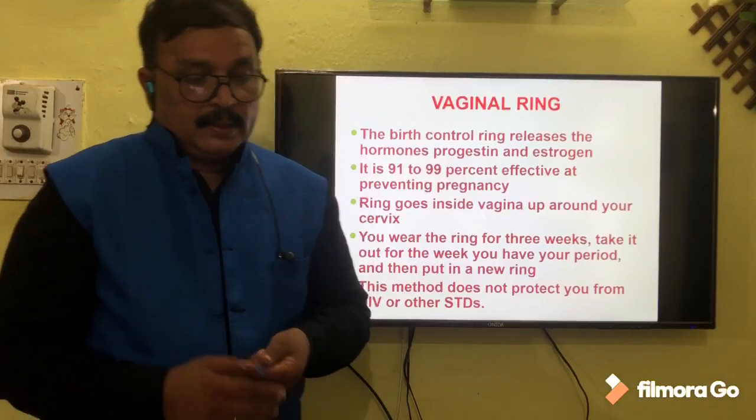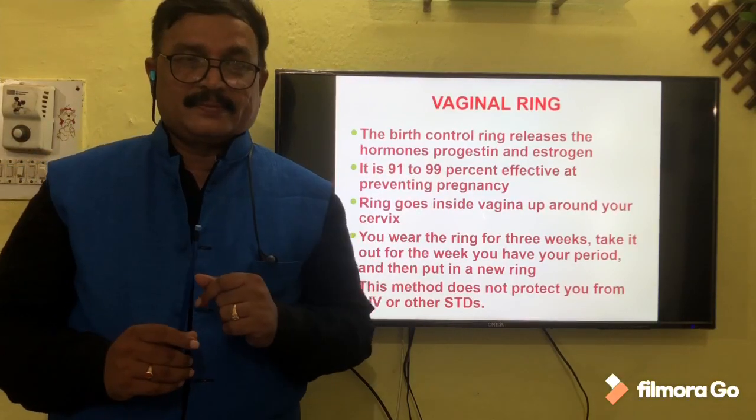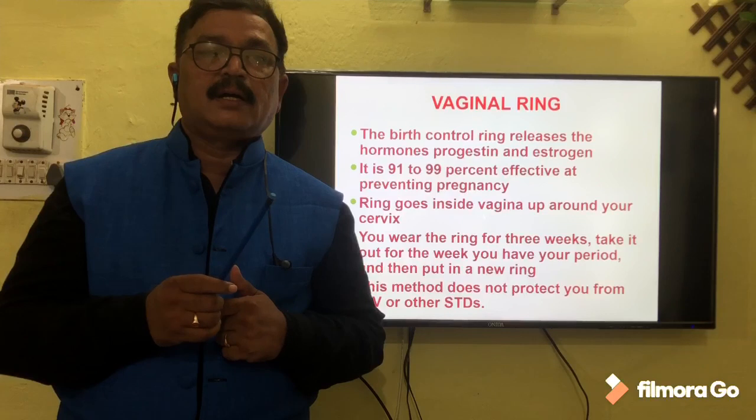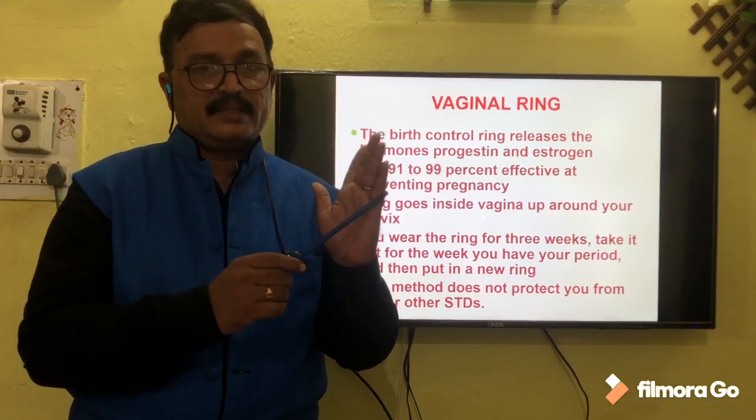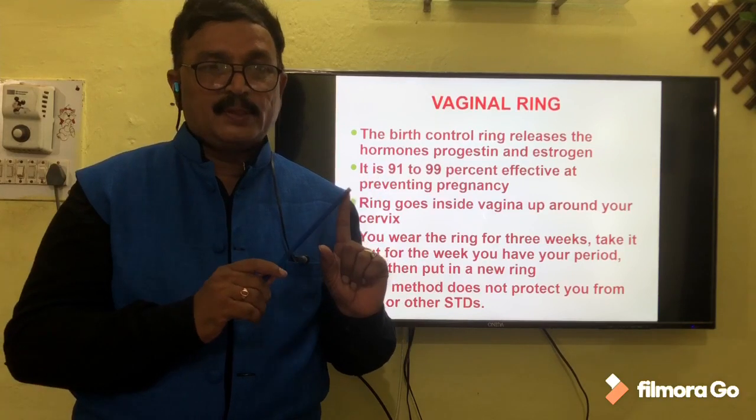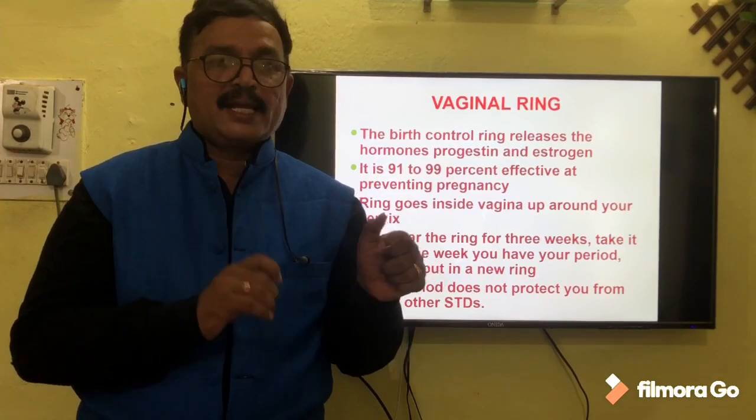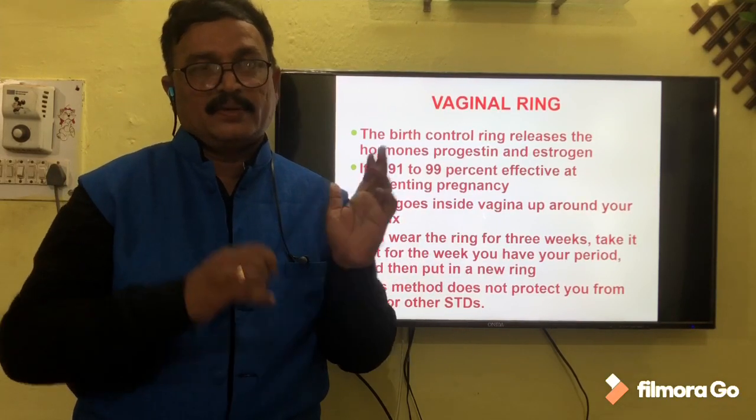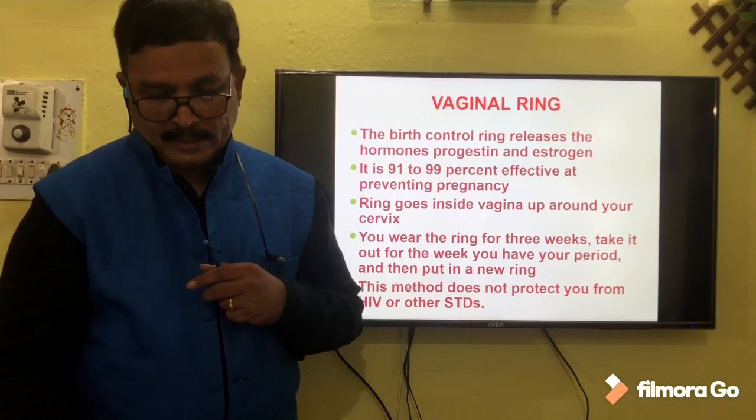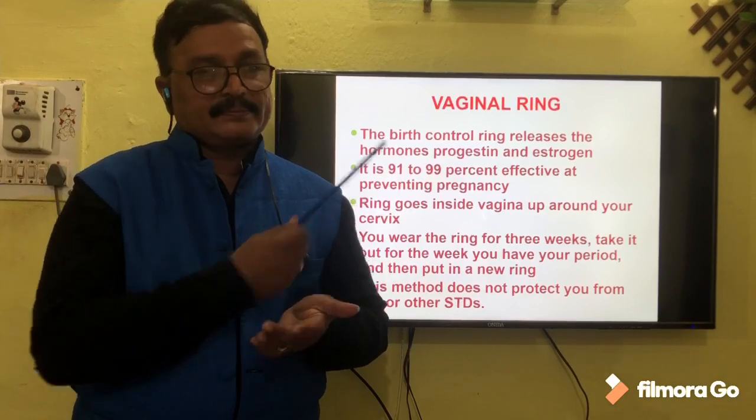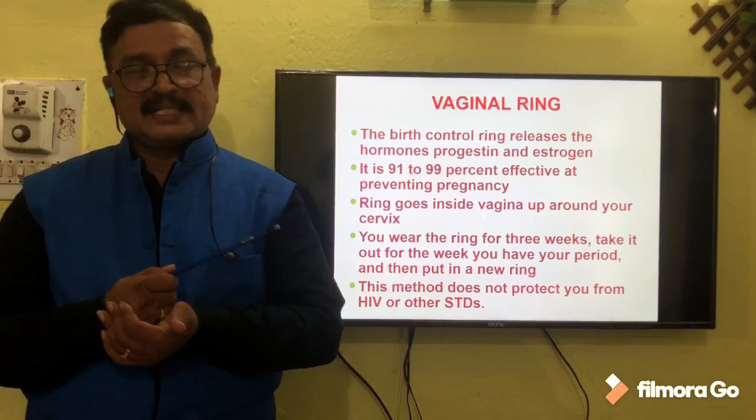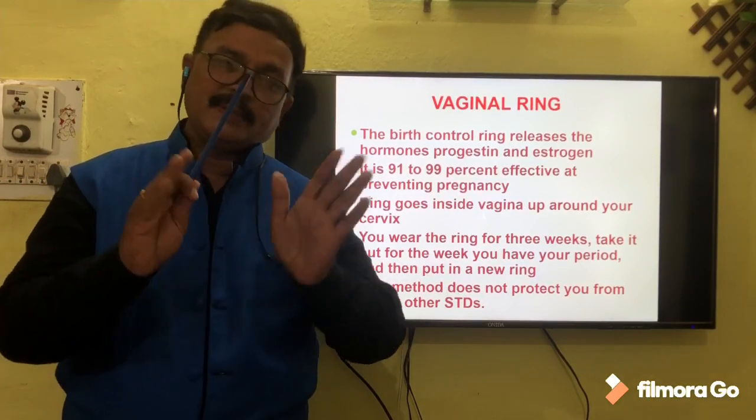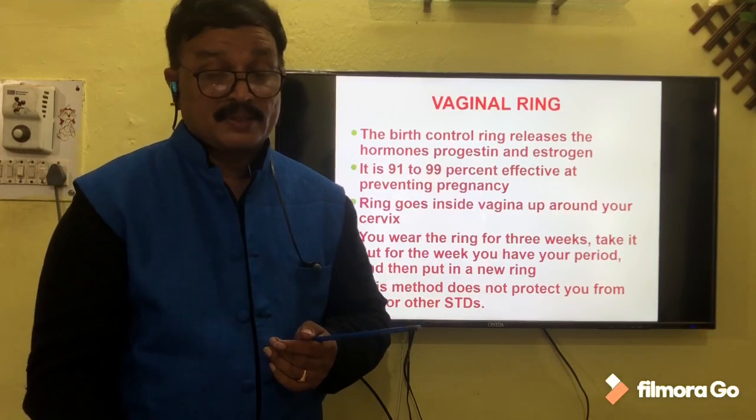Okay, now this should also be kept for 3 weeks. After that, it should be removed, and they have to go for a new ring in the 5th week. That means first 3 weeks, one ring, 1 week gap. During this gap, the woman will get menstruation. Again, in the 5th week, she has to start a new ring. Again 3 weeks, 1 week gap. Like that they have to use it. Now, same as the previous one we discussed, it cannot offer any protection from STD. It can prevent pregnancy. Efficiency is 91 to 99%.